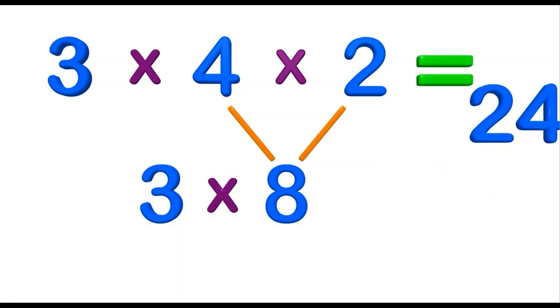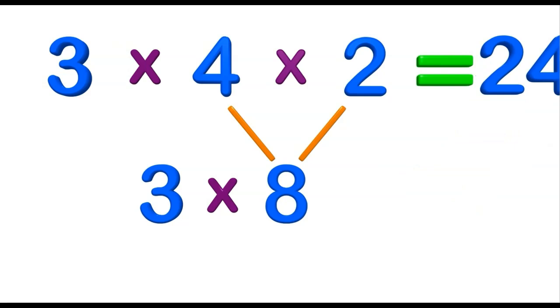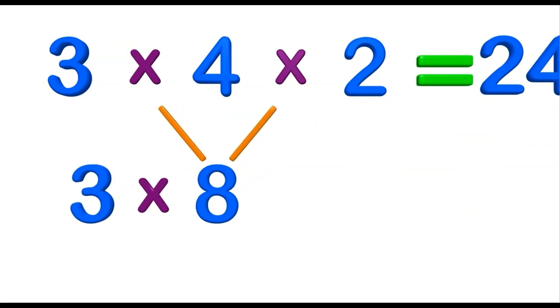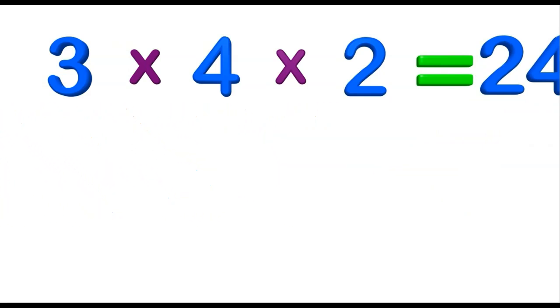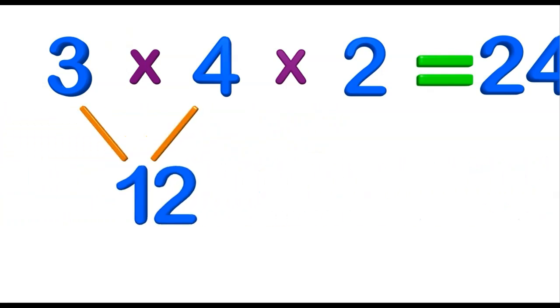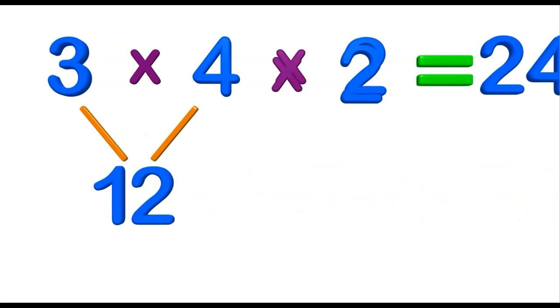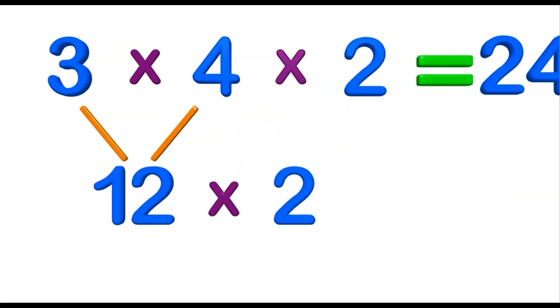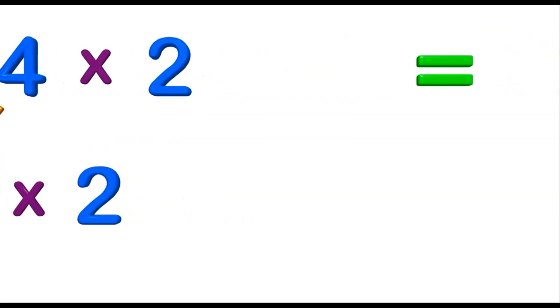The answer is 24. Great job. But now I want to try the other way, so let's clear the board. We will start with 3 multiplied by 4, which gives us 12. Now all we have left to do is multiply 12 by 2. 12 times 2 is 24. We got the same answer regardless of which numbers we started multiplying together. This is awesome! Let's look at another problem and see what we can do.